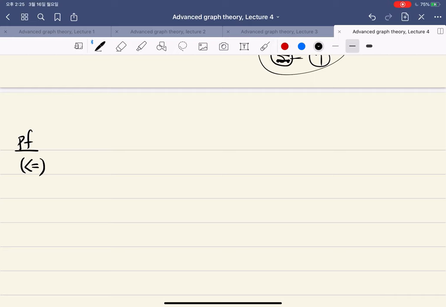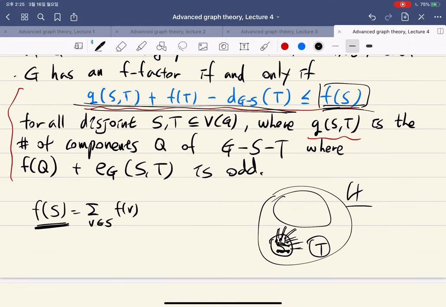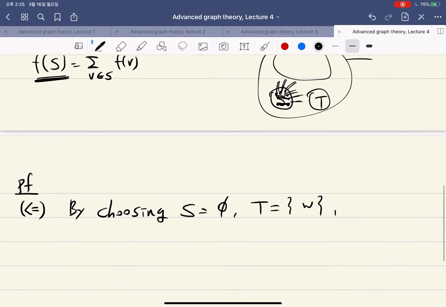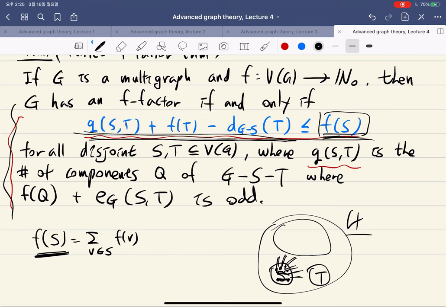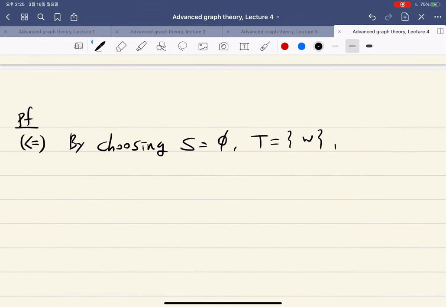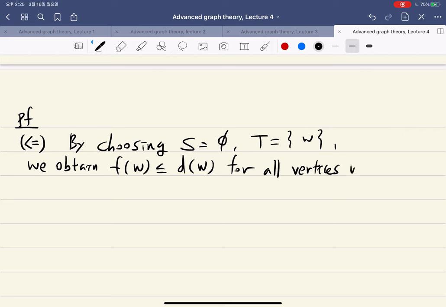For that, we need to first check that each f-blow-up is well defined. Because we have this condition given, by using that condition with S being the empty set and T being just a one-vertex set, what do we know? This is 0, and then this becomes the degree, and this is the f value of T. So what we know is that f value of W is at most its degree for all vertices W. Thus, the f-blow-up of G is well defined.